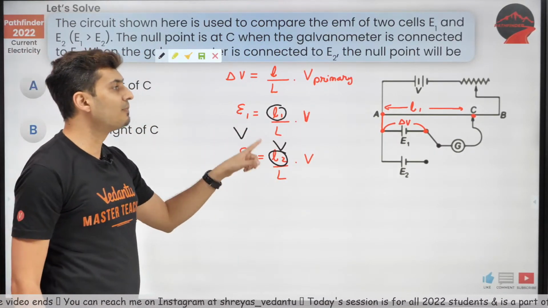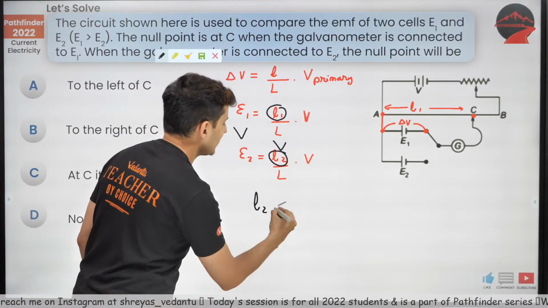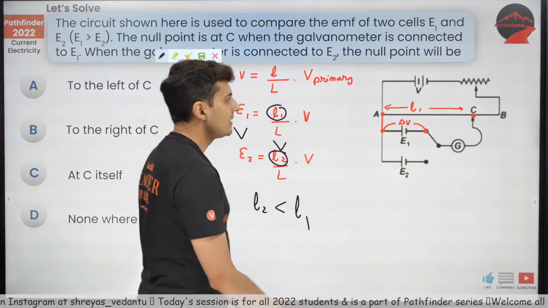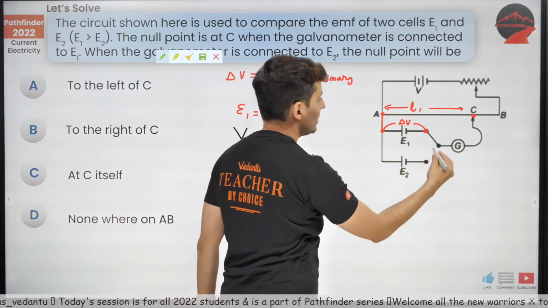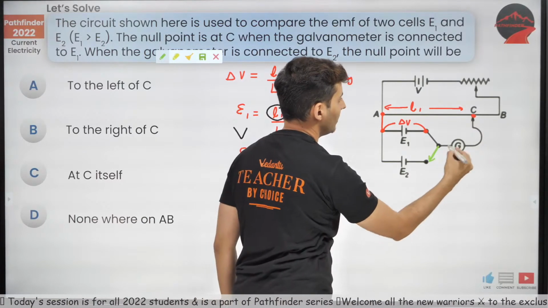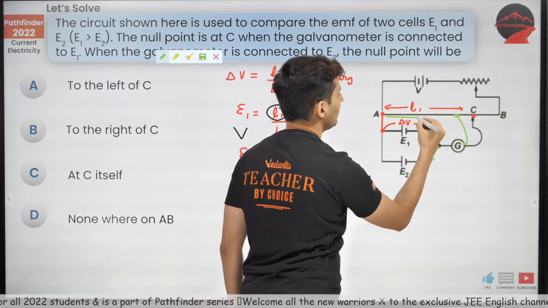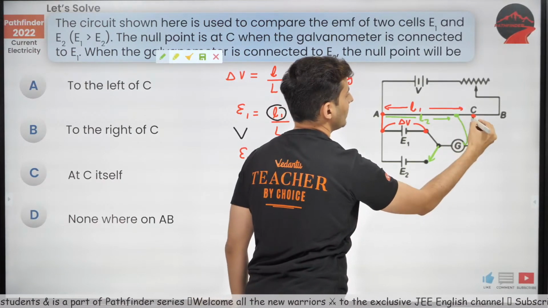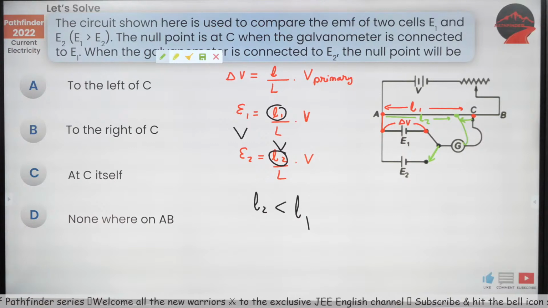So if L1 is more than L2, or L2 is less than L1, what does it mean? When you change the switch position, this balancing length will be somewhere here. So this will be the new length L2. So it will shift towards the left side. So hence the answer is A.